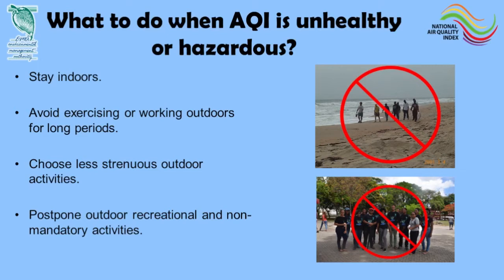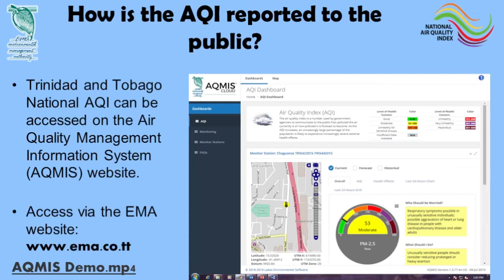The Air Quality Index can be accessed by the general public through the Air Quality Management Information System website. This website is accessed from the EMA's website, www.ema.co.tt. I would now like to share with you a short demonstration on how to access the AQMIS website and a brief explanation of the various features of the dashboard and how to use the dashboard to acquire the pertinent information.